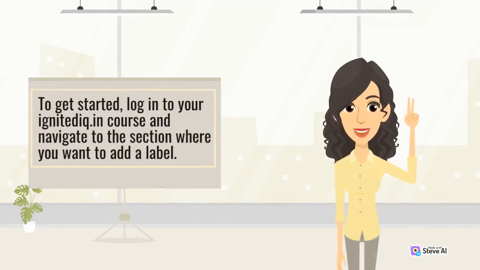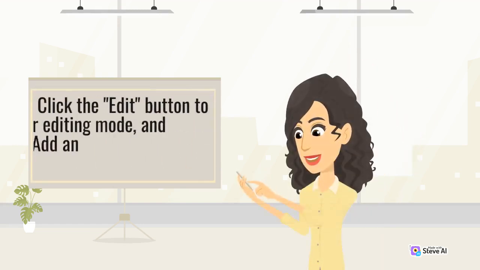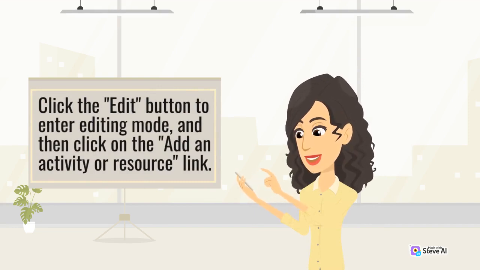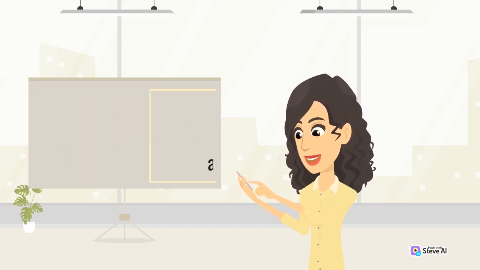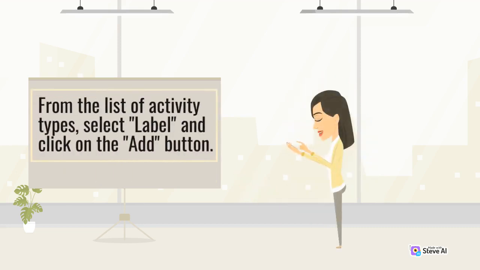To get started, log into your Ignitec.in course and navigate to the section where you want to add a label. Click the Edit button to enter editing mode, and then click on the Add an Activity or Resource link. From the list of activity types, select Label and click on the Add button.